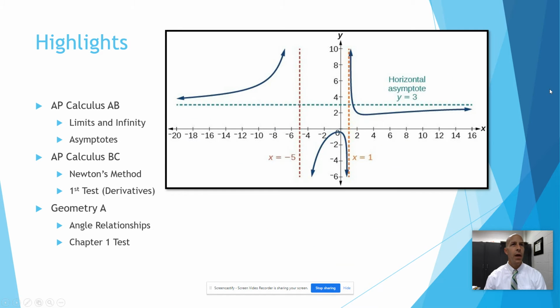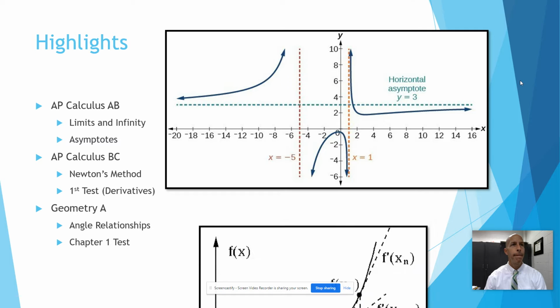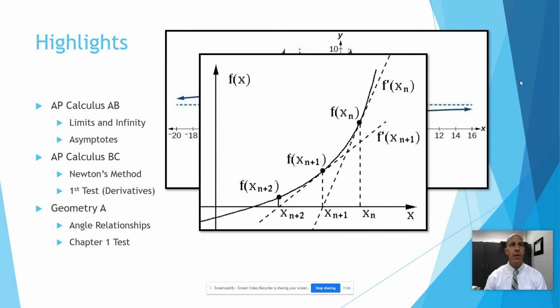This week in Calc AB, we are looking at limits and infinity. So we'll be studying vertical asymptotes, the definition, and horizontal asymptotes. In Calculus BC, we will look at one of the very few new topics we'll discuss in the early part of the first semester, and that is something called Newton's method. We'll do that on Friday.